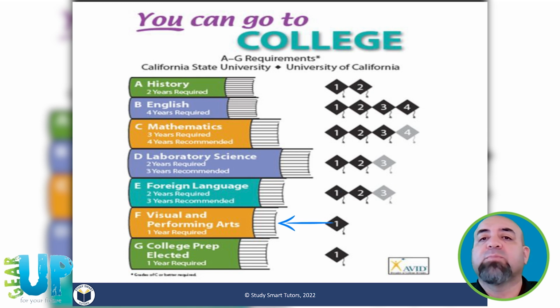Subject F, visual and performing arts. Students are actually required to take 1 year of these classes. However, it is also recommended to take more than one. That way, they can include these courses in their personal statement. Subject G, college prep elective courses. Students are required to take 1 year.